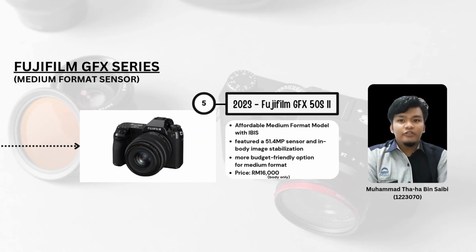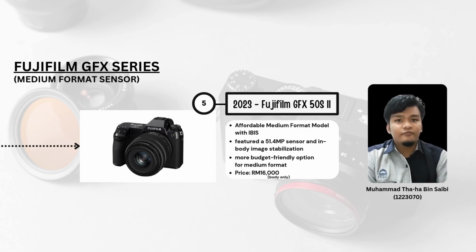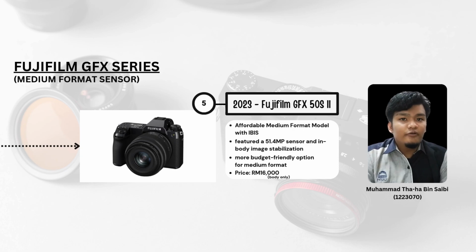Next is Fujifilm GFX 50S2 in the year 2023. This camera was an affordable medium format model with IBIS. It featured a 51.4 megapixel sensor and in-body image stabilization, making it a more budget-friendly option for medium format.